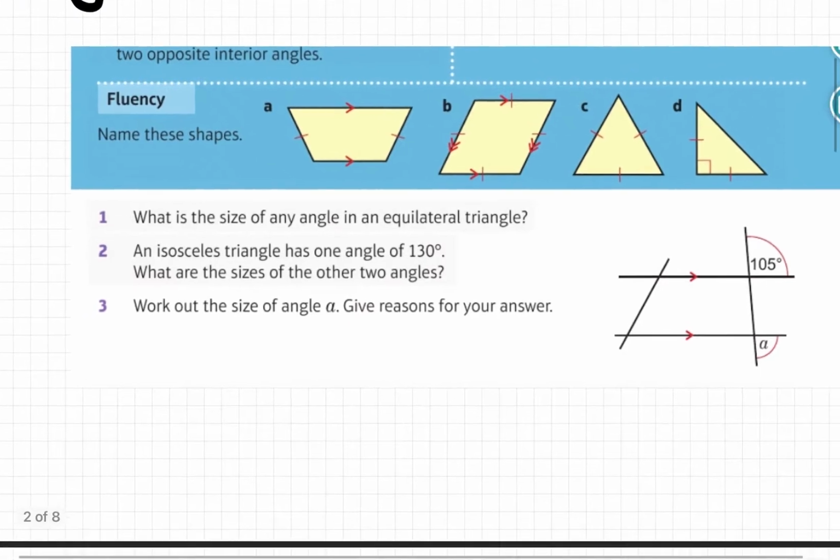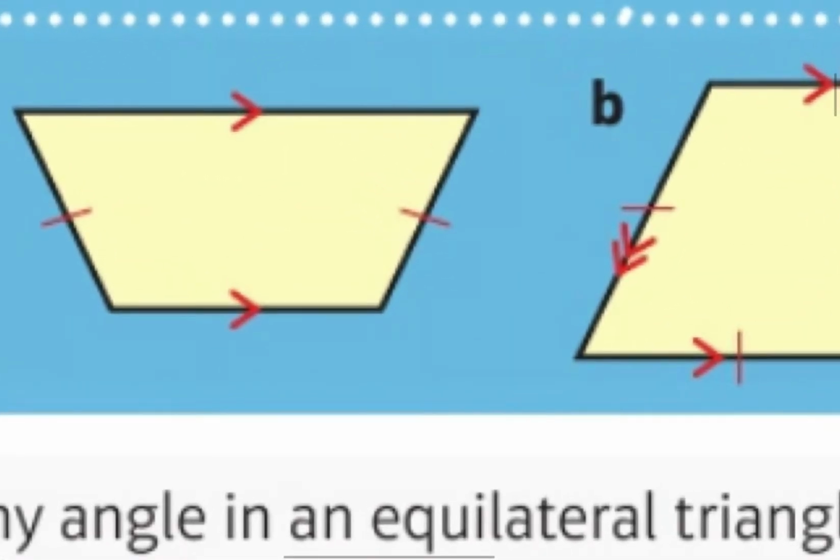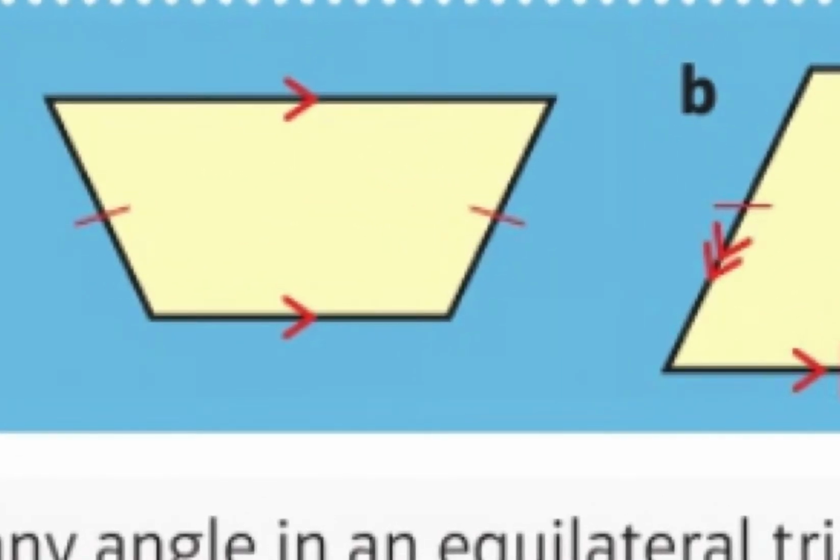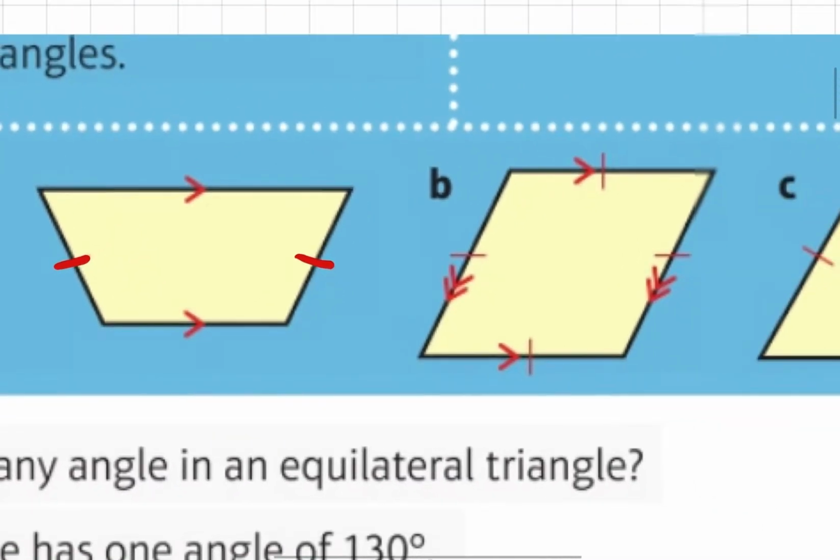So key points. When you see these symbols on a shape, this line here means that this length and this length are equal. That is equal to that. And then these little arrows represent parallel lines. So what that means is these lines are constantly running along each other. They will never, ever, ever meet. They're in line with each other. That's what we're looking for.